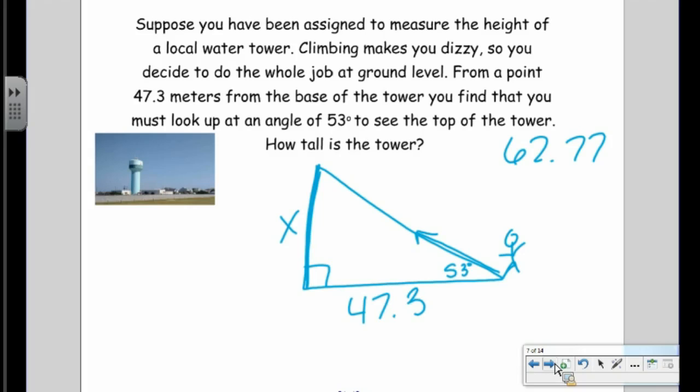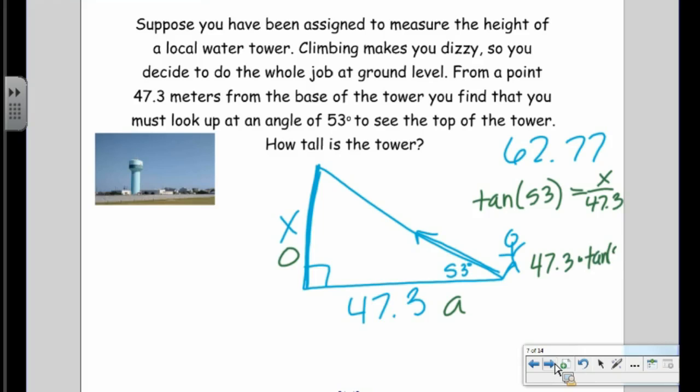Okay, so we have opposite and adjacent. You'll notice with real-world problems we use tan a lot. Tan of 53 equals opposite over adjacent. X is in the numerator, so in our calculator we always put the side first. We never put the trig function first. So 47.3 times tan 53, I'm running out of room, sorry about that. 47.3 times tan 53. So if you got it wrong, do you know what you did wrong now?